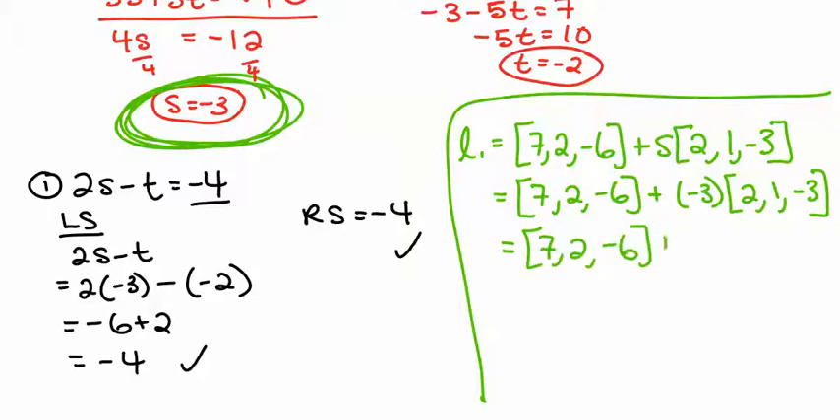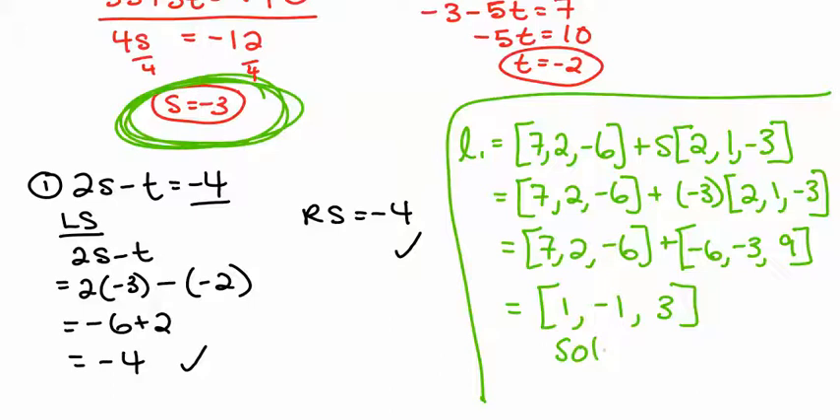Okay, so I'm just going to do that. I'm going to multiply the second vector by negative 3, so it'll become (-6, -3, 9). Then I'm going to add my vectors together. So I'm going to have 7 plus negative 6 is 1. 2 plus negative 3 is negative 1. Negative 6 plus 9 is 3. So this is the solution: (1, -1, 3).